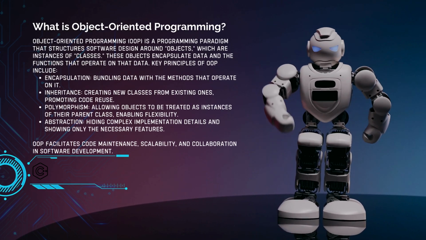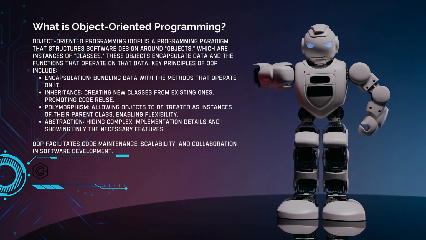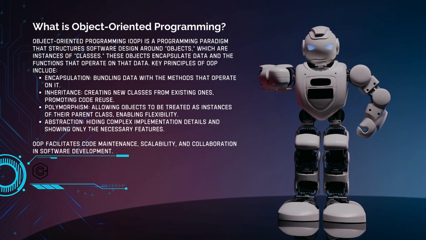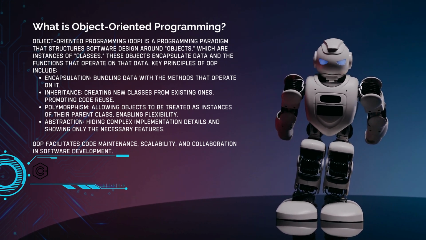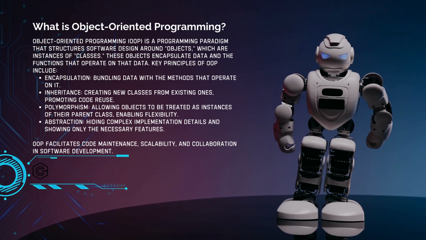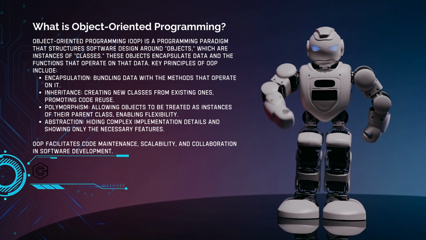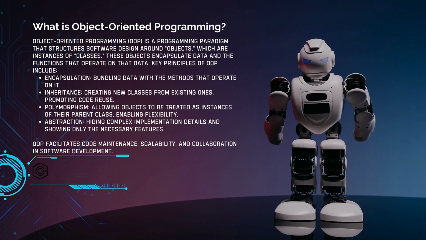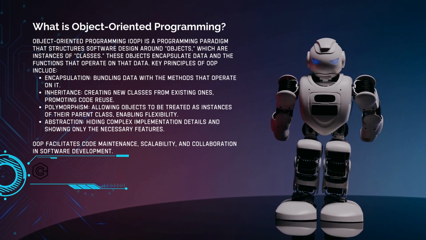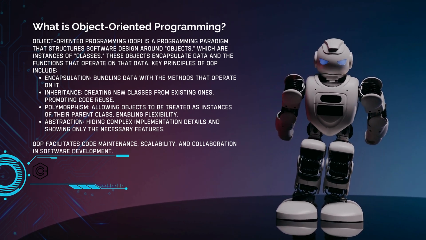So C++ has features extended from the C programming language, and these features allow it to be object-oriented. But what is object-oriented programming? Well, it's a programming paradigm that structures software design around objects, which are instances of classes. These objects encapsulate data and the functions that operate on the data.